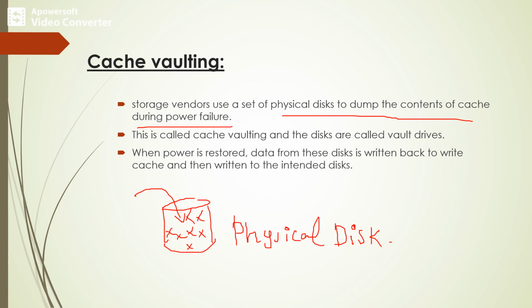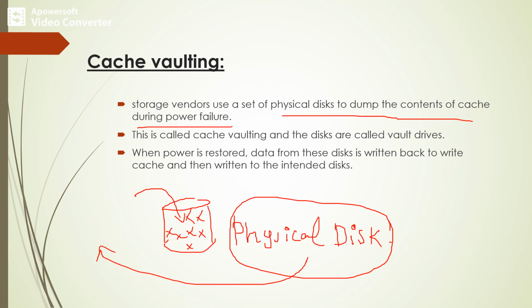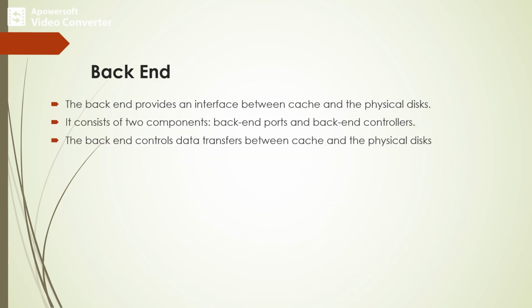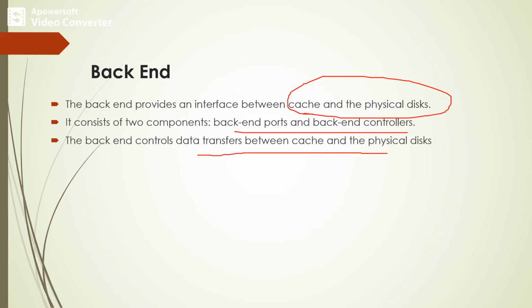The storage vendors use a set of physical disks to dump the contents of cache during power failure. This is called cache vaulting, and this physical disk is called vault drives. When the power is restored, the data can be copied from the physical disk into the cache again. Next we'll take backend. The backend provides an interface between the cache as well as the physical disk. It consists of two components: backend ports as well as backend controller. The backend controller transfers the data between cache as well as physical disk.